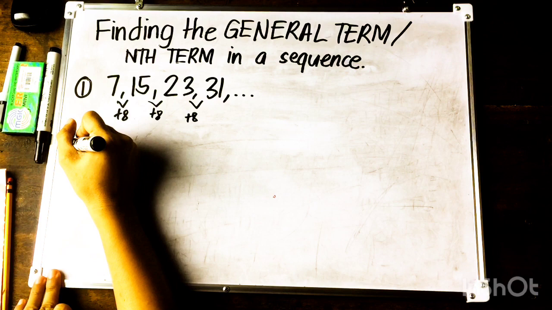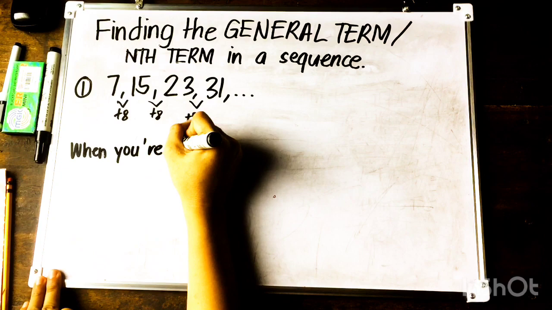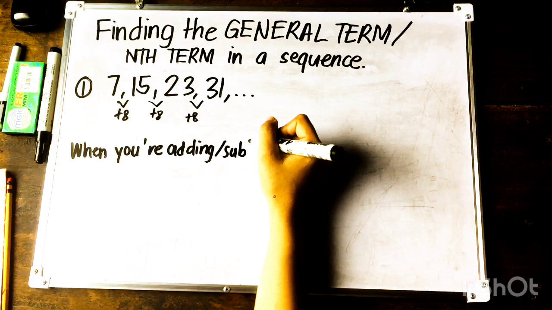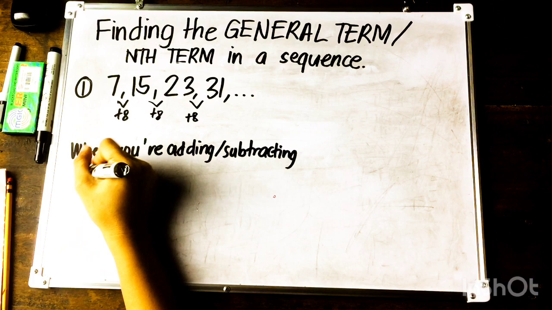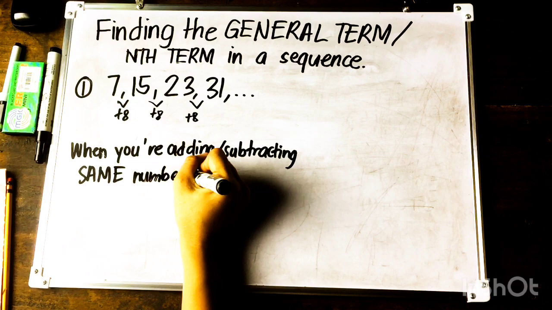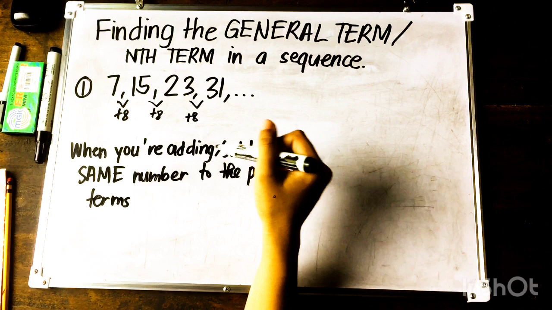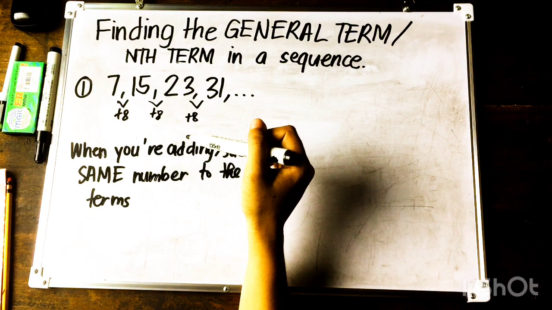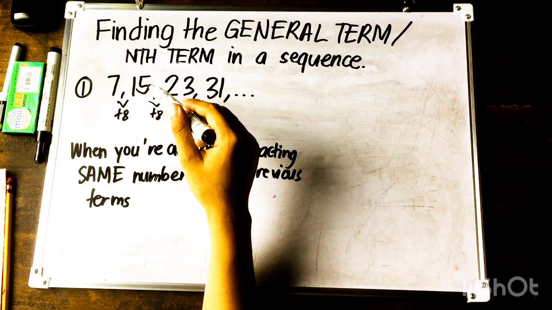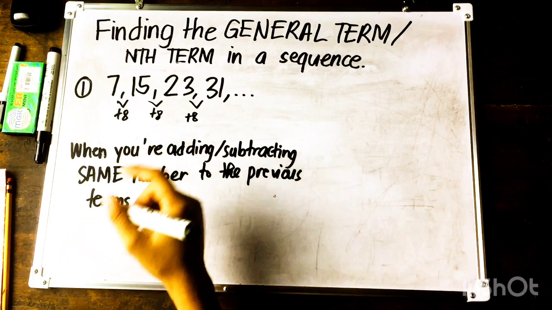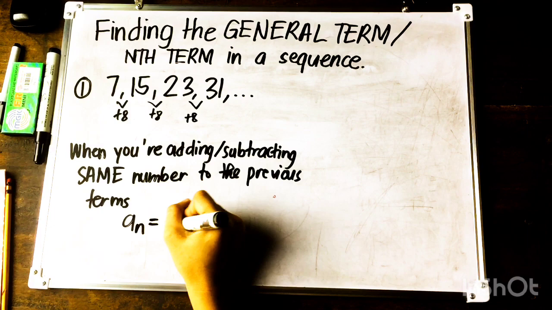So, since we are adding or subtracting, this is a special type of sequence: when we are adding or subtracting the same number to the previous terms. Again, what I mean by this is if we are consistently adding the same number or subtracting the same number all throughout the terms, then the general term for that pattern is given by a sub 1 plus n minus 1 times d.